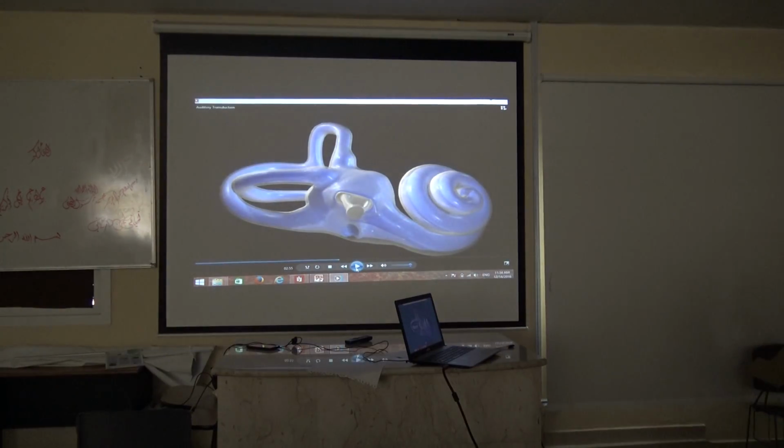The movement of the stapes, you saw the piston-like movements, back and forth movement going inside.